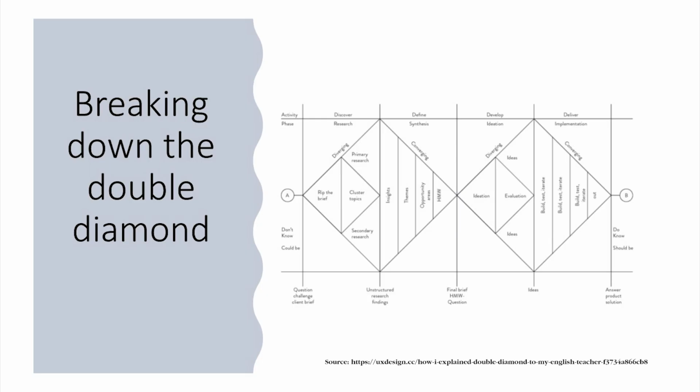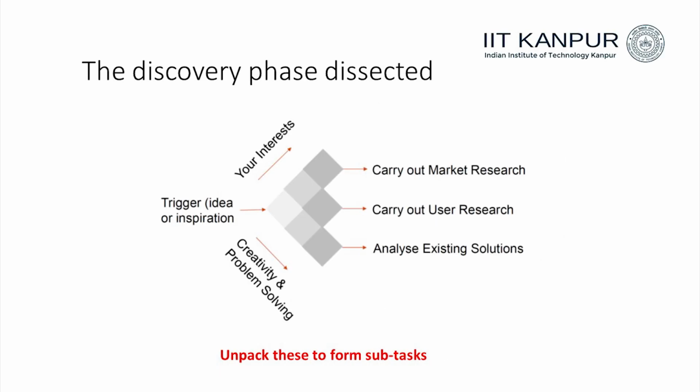And so, you end up with a variety of ideas, and then once you have these ideas, you want to converge again. You have a number of ideas which are catering to this final brief. You want to converge them, build, test, iterate, and do that several times over until you come up with an answer which is the product solution. Does that make sense? So, the discovery phase can be dissected as this.